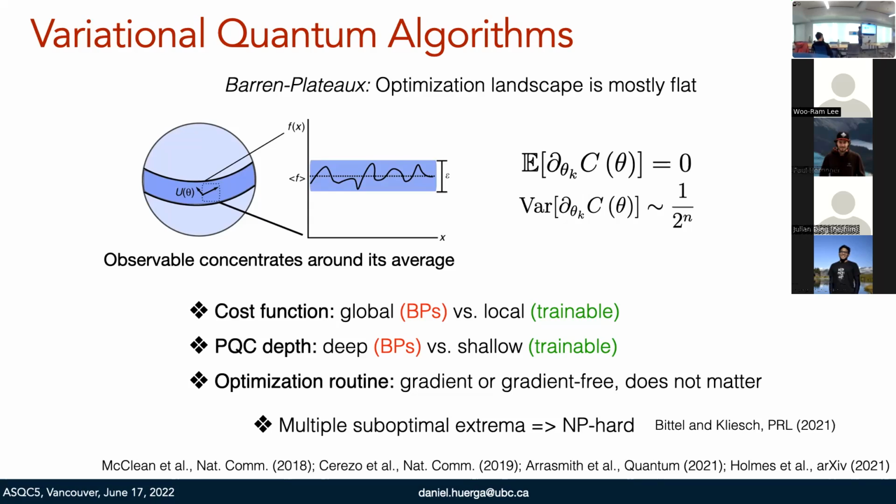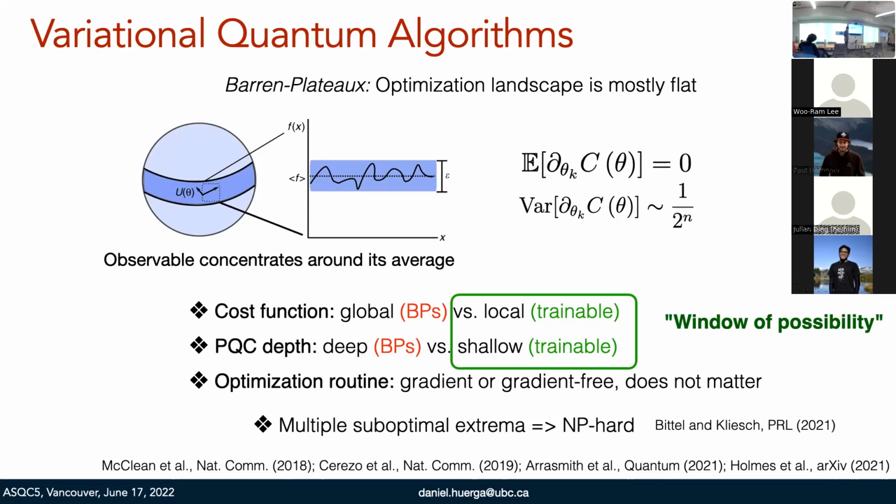But on top of these flat regions, they also show multiple suboptimal extrema. So I will try to pass by this window of possibility, and I will try to explore circuits heuristically constructed from the information that we know from the Hamiltonian by symmetry. We will try to construct a circuit that may avoid this barren plateau phenomenon.